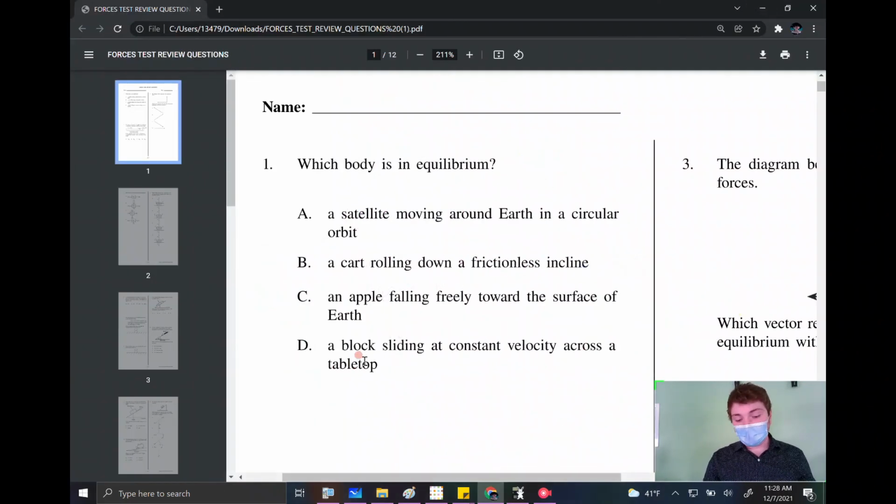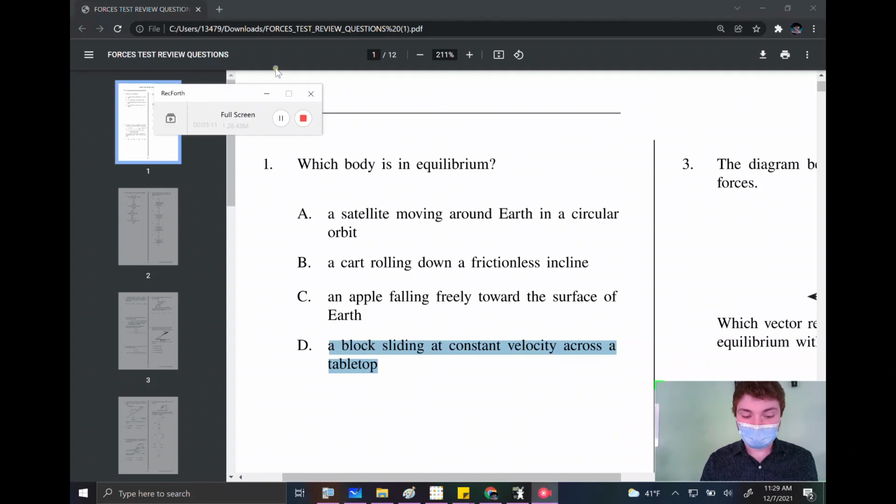So let's look at our options again. Well, it has to be D. Block sliding at a constant velocity across a tabletop. Again, the key word there being constant velocity.